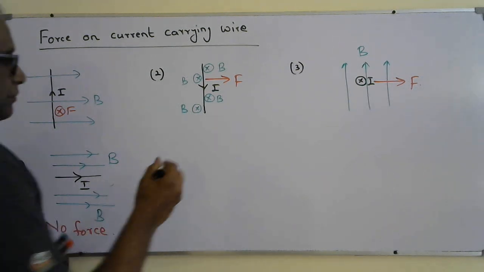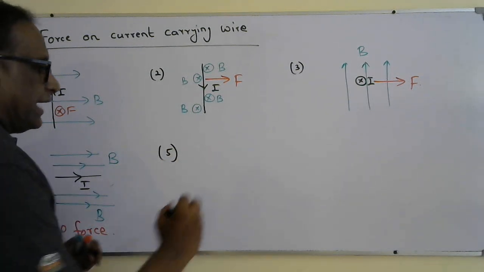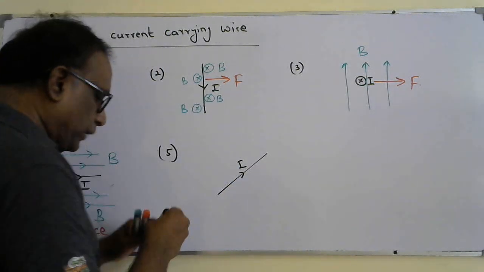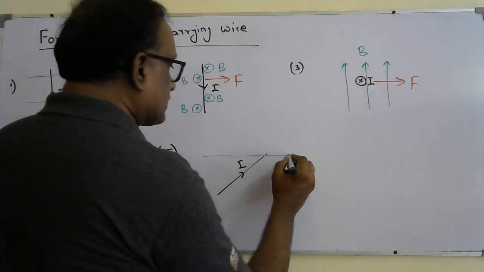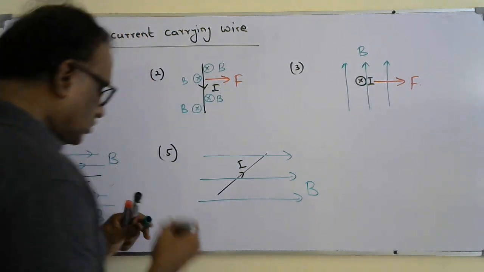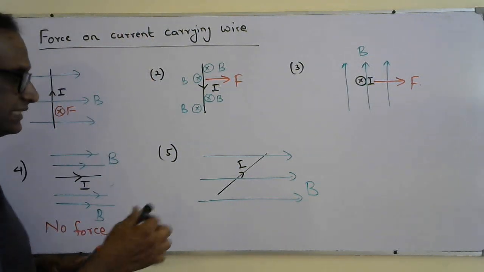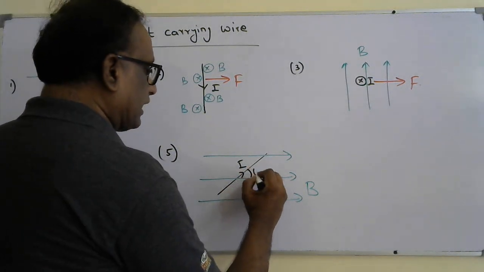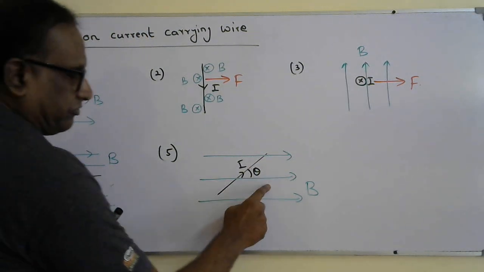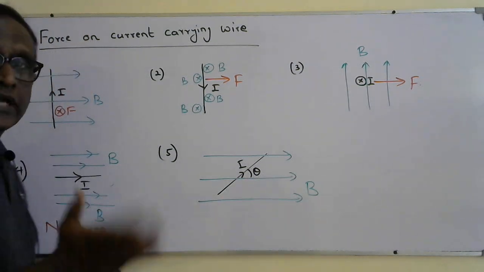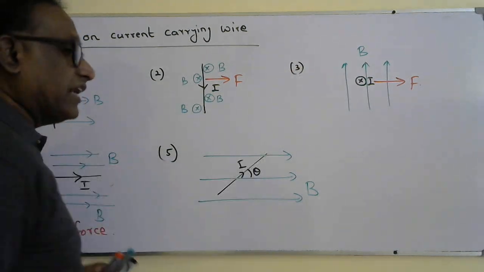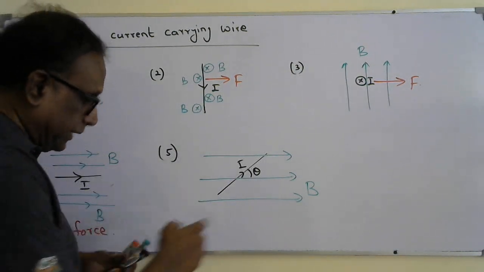And the fifth example, the last example, the current carrying wire makes an angle with the magnetic field lines. So the magnetic field lines make an angle theta with the direction of the current. Okay, so here what can we do? We can resolve the magnetic field into two right angle components. One component along the direction of current flow and the other perpendicular to the current flow.